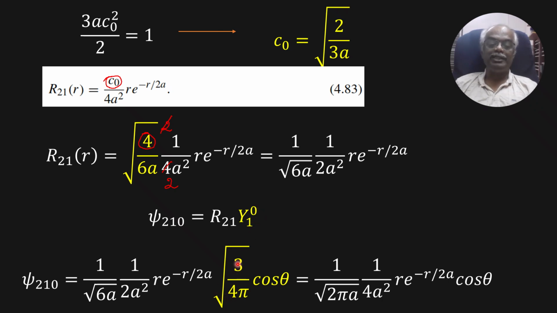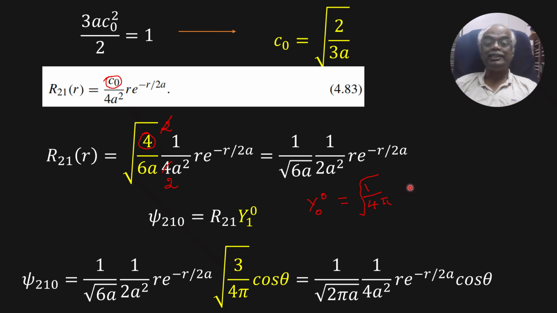Kindly refer to my lecture on how to construct the radial part of the wave function. I have given the link in the pinned comment. So go through the pinned comment and you can find the lecture link. Y10 is equal to square root of 3 over 4 pi cos theta. Remember that Y00, in the previous lecture we have seen, is just square root of 1 over 4 pi.